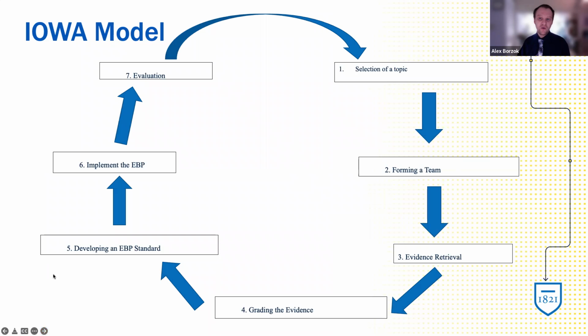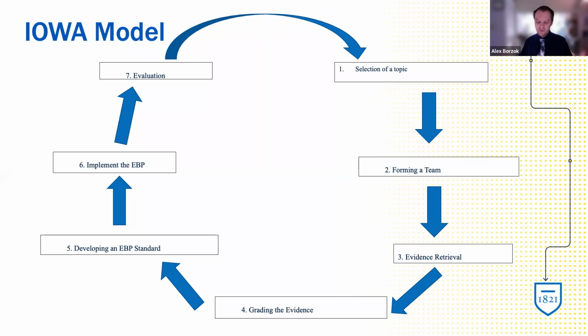So this is the Iowa model. This is what we're using to develop our EBP practice standards. So again, this is just taking a look at the literature that we've done, the review of the literature using the JBI process, and using that literature and developing that into an evidence-based practice standard.